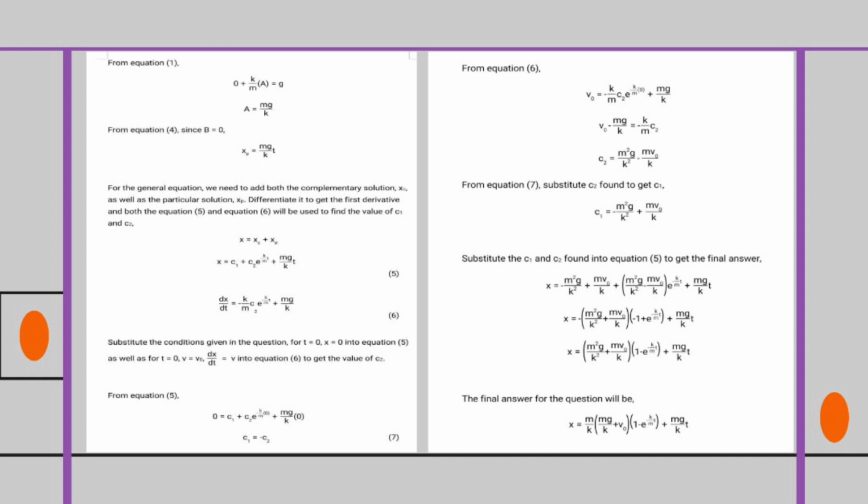From equation 6, dx dt is also known as the velocity. So we can sub dx dt equal to velocity and then sub the condition given into the equation to get the value of c2, which equals m squared g over k squared minus mv0 over k. After that, by using the condition given in equation 7, we will know that c1 is negative m squared g over k squared plus mv0 over k. Substitute both the c1 and c2 found into equation 5 and also factorize them to get the final answer.